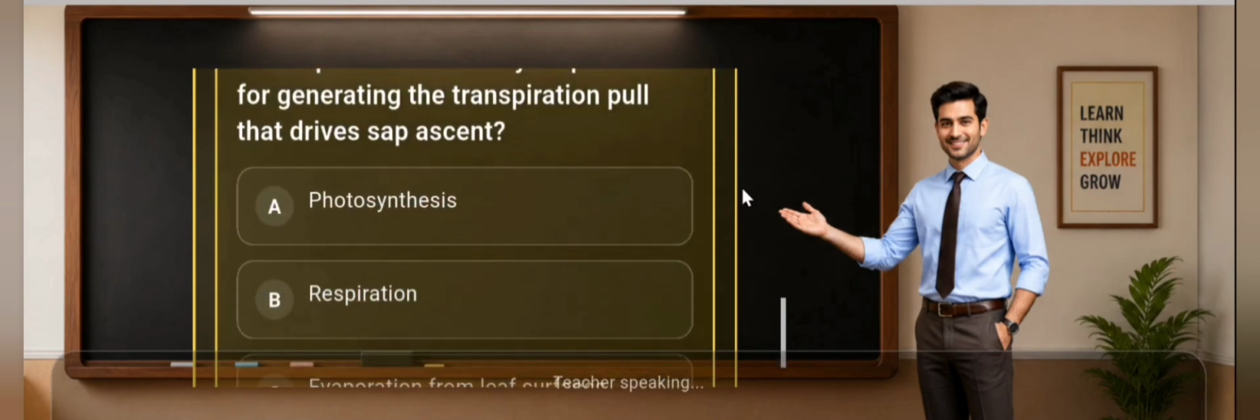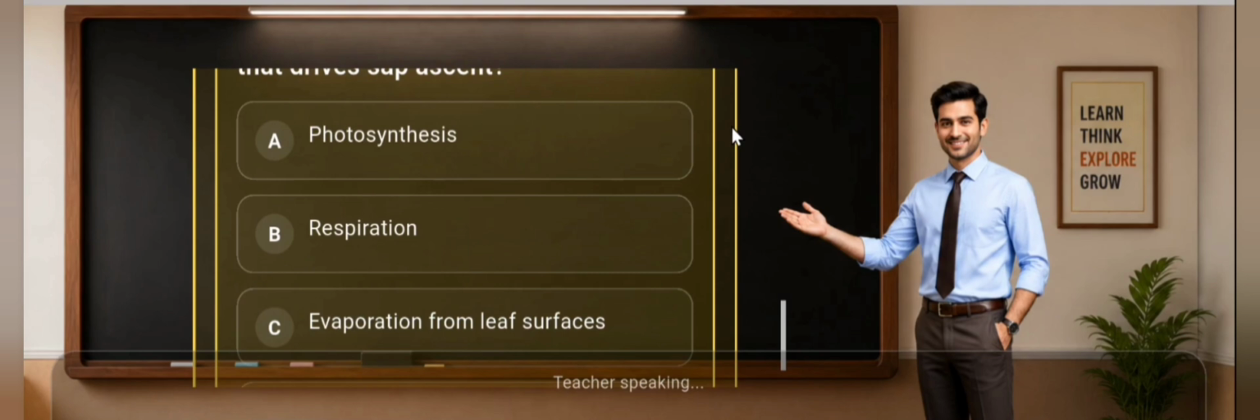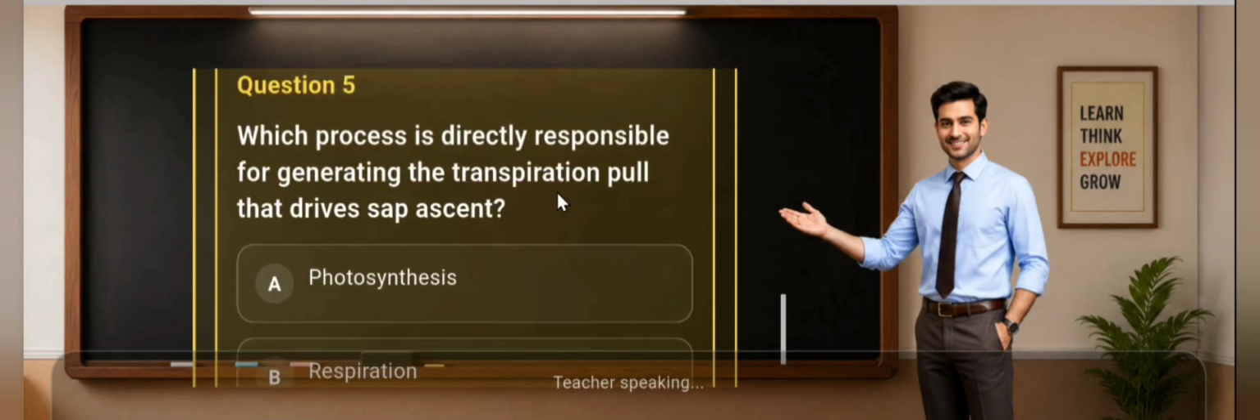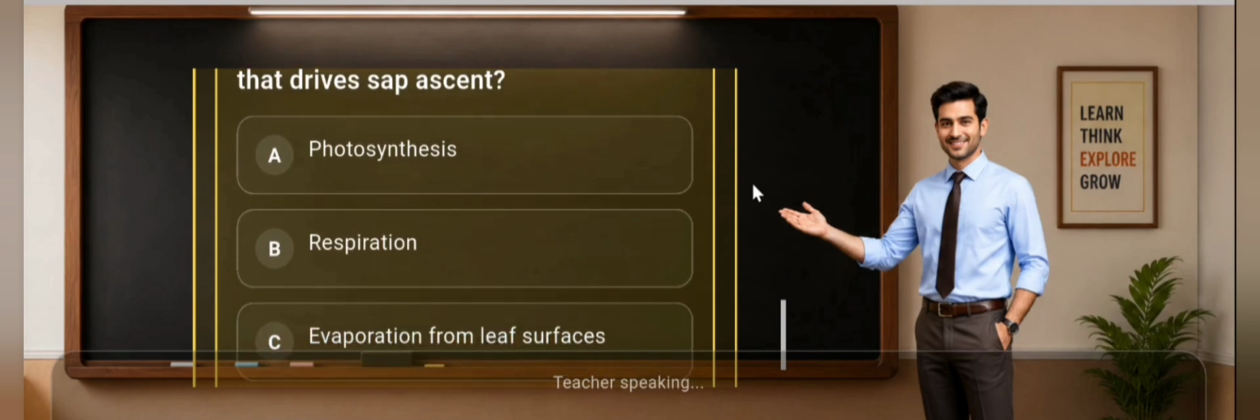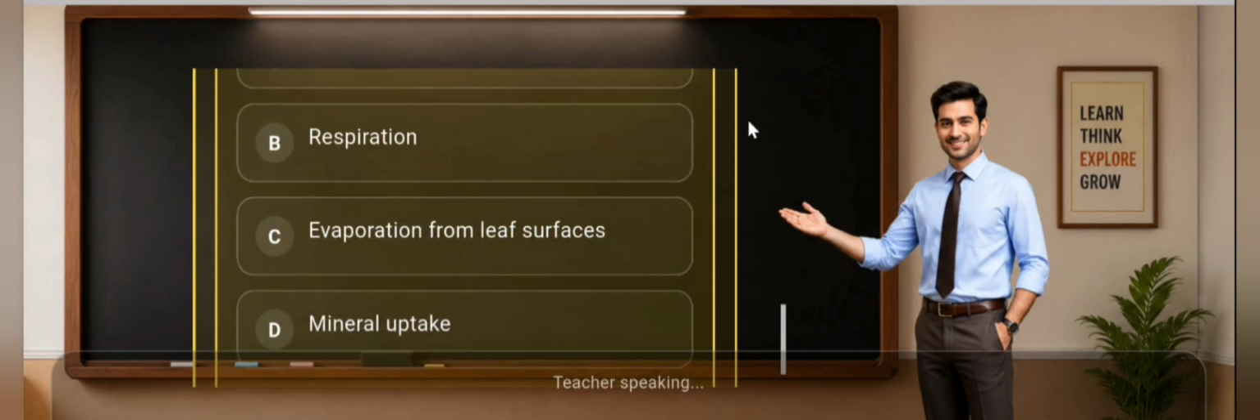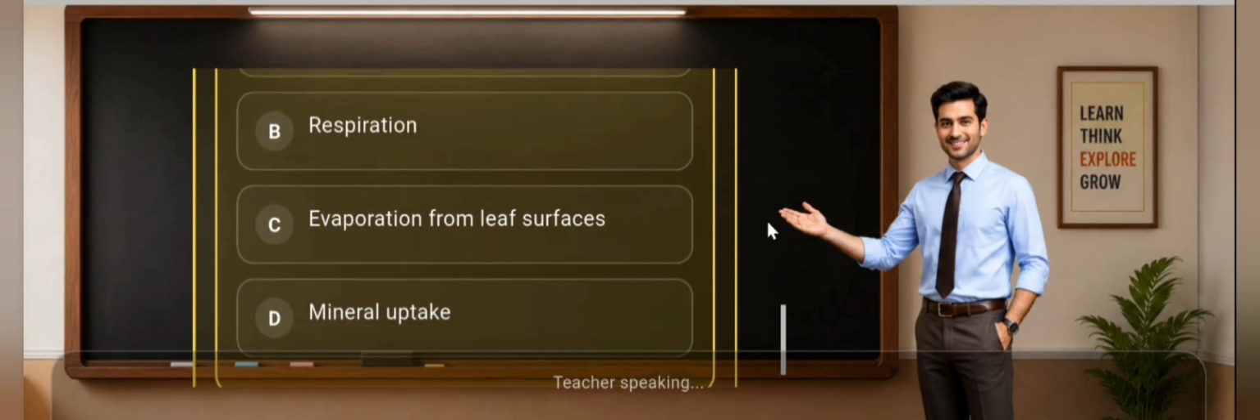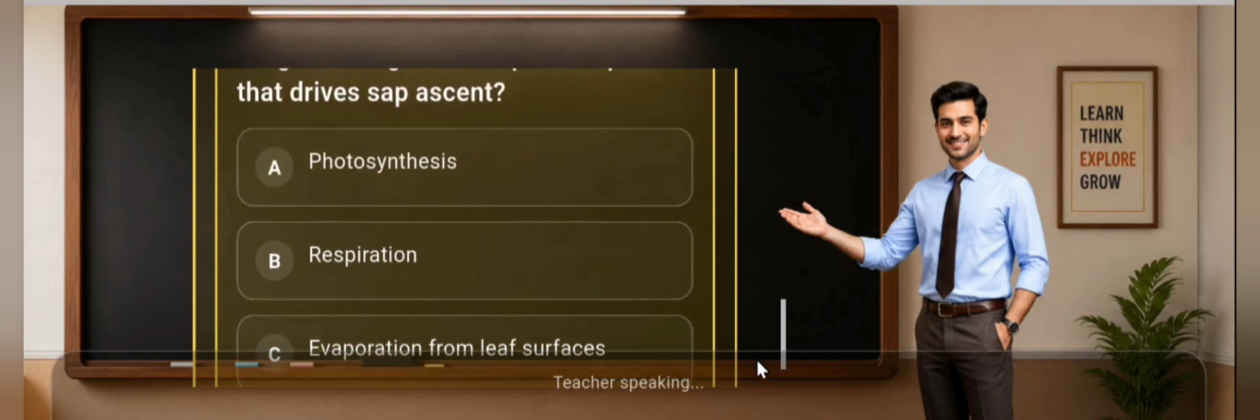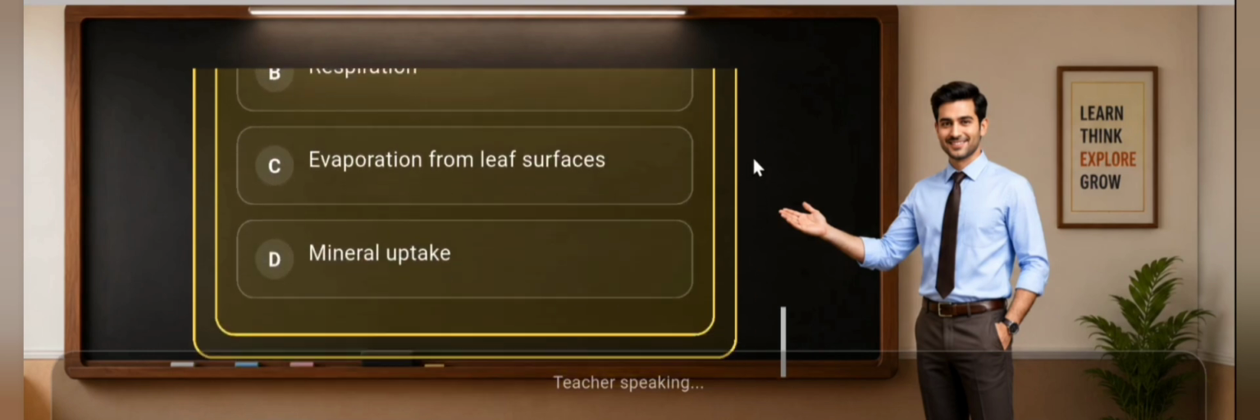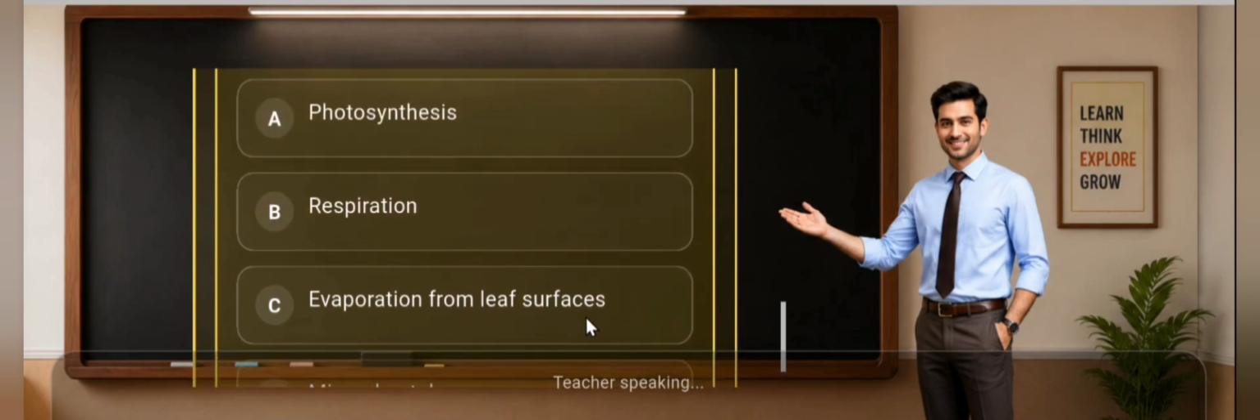Question 5. Which process is directly responsible for generating the transpiration pull that drives sap ascent? Take 5 seconds to think. The options are A. Photosynthesis, B. Respiration, C. Evaporation from leaf surfaces, D. Mineral uptake. Now look at the options carefully. The correct answer is option C, which is evaporation from leaf surfaces.